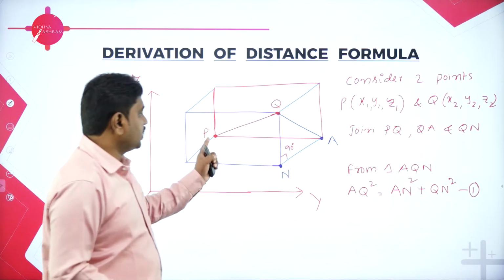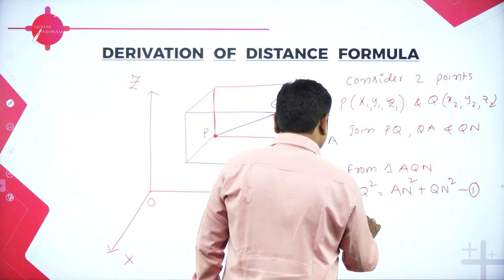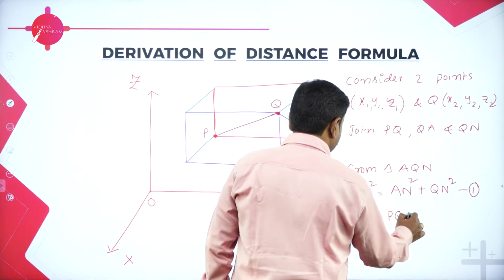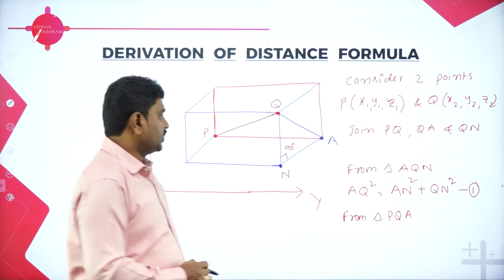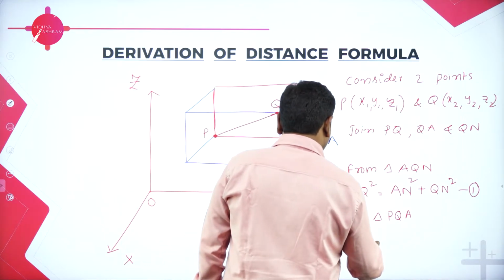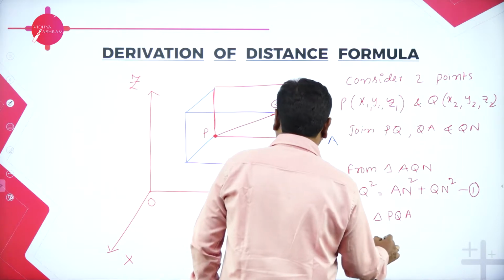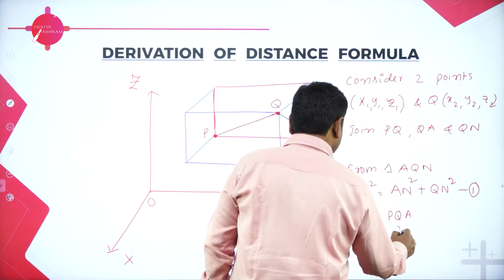Then we have to take triangle PQA. From triangle PQA, again let us apply Pythagoras theorem for this. If you apply Pythagoras theorem, hypotenuse is PQ. PQ square is equal to PS square plus AQ square, or AQ square plus PS square.